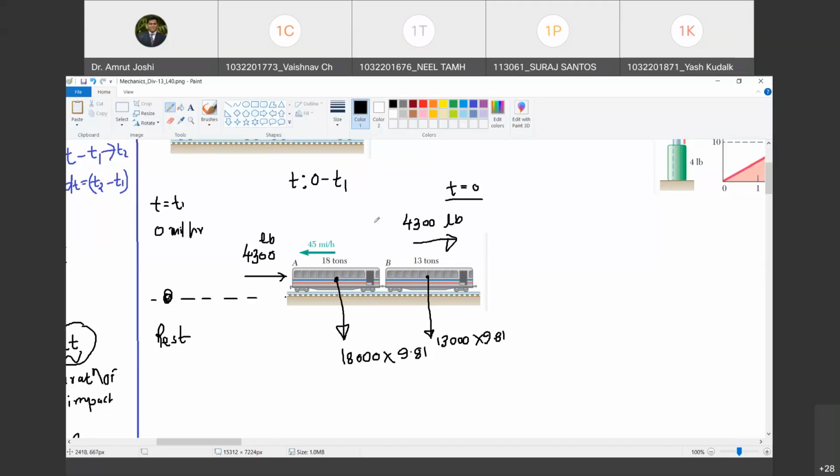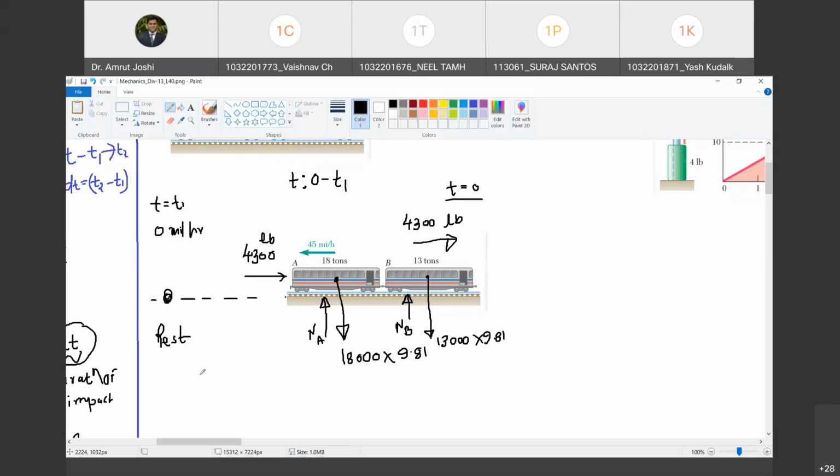Therefore, we cannot neglect impulses of any of the forces. Do you agree with me? Yes, sir. We have to consider impulses of all the forces. And we have missed one thing, and that is normal reaction NA here and NB here. So these are the forces which are acting from time t equal to 0 to t1, and we need to compute their impulses to solve this problem.